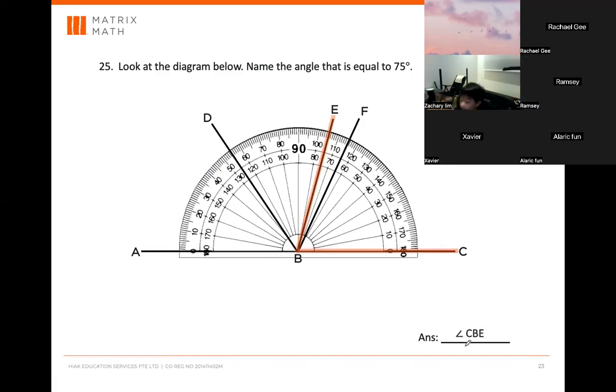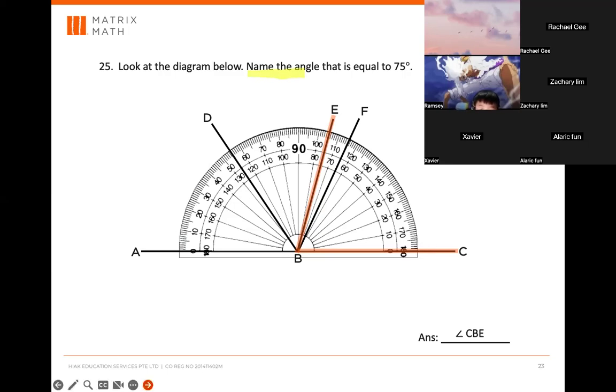Student, if there's no this symbol here, the angle sign, you won't get the marks because they ask you to name the angle. Okay, you don't tell me you name angle C. Where is angle C? There's no angle C. C is just a point. So when you want to find an angle, you need to name CBE because C connects to B, connects to E, to form this angle here. So you have to be very careful what you're answering.